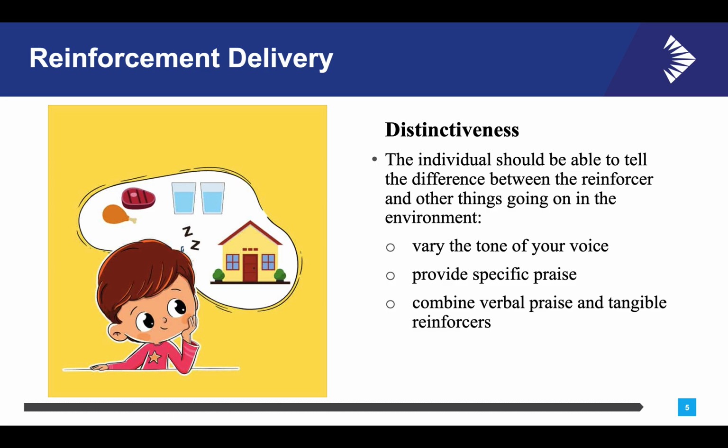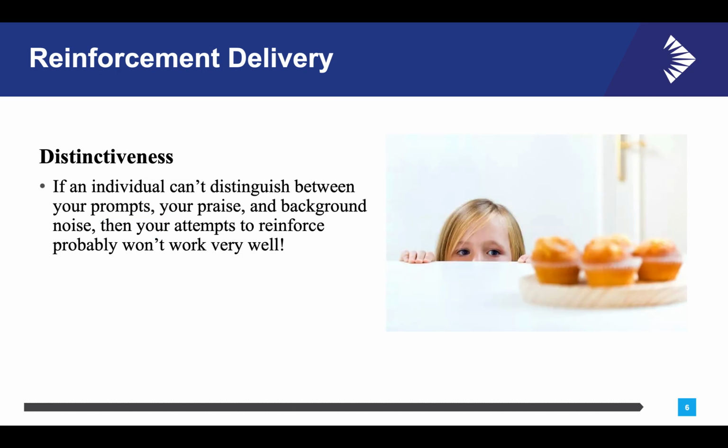And then we can combine verbal praise and tangible reinforcers. So for some of our individuals, verbal praise might not be very reinforcing. So we can pair that verbal praise with more tangible reinforcers. If an individual can't distinguish between your prompts, your praise, and the background noise, then your attempts to reinforce probably won't work very well. So it really needs to be distinct, and it needs to be special from what's going on in the environment.